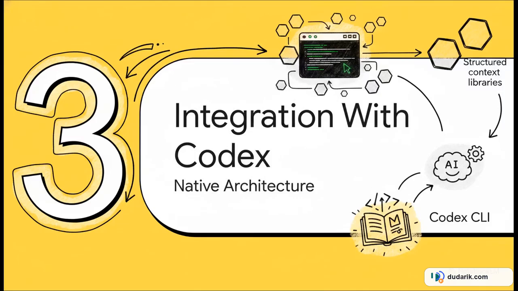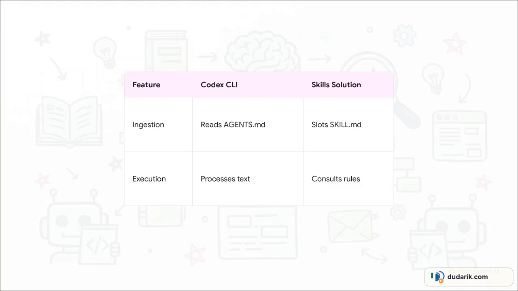Okay, so how does this actually integrate with Codex CLI? It's all about aligning with the native architecture. The integration is completely seamless. See, Codex CLI natively operates by reading structured context files, like an agents.md file or per directory instructions, before it executes a task. This library mirrors that exact architecture.